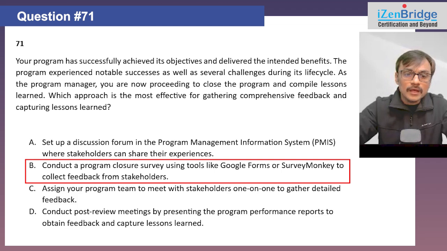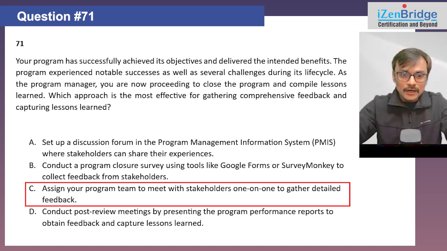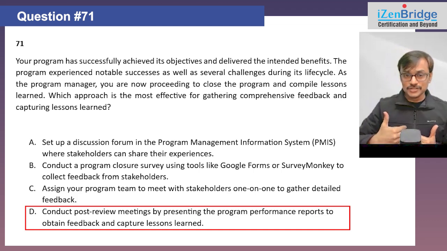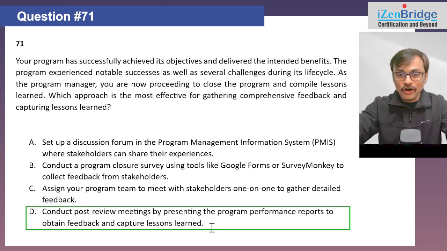Let's see option C. Assign your program team to meet the stakeholders one-on-one to gather detailed feedback. So this one is taking care of interactive communication. That's there. But you are delegating it to a program team. The question is basically for the program manager. So let's see if option D can give me something which I can do rather than delegating it. Option D, conduct a post-review meeting by presenting the program performance report to obtain feedback and capture lessons learned. Looks good, because it is involving me as a program manager. It is involving the stakeholders. It is giving interactive communication, and that way it is easy to choose option D.